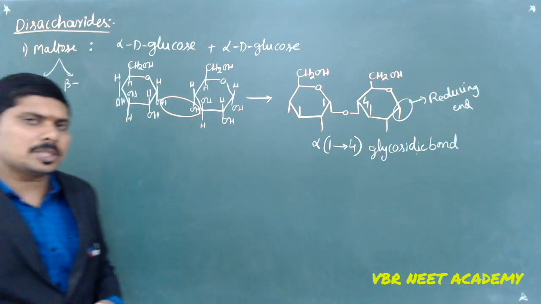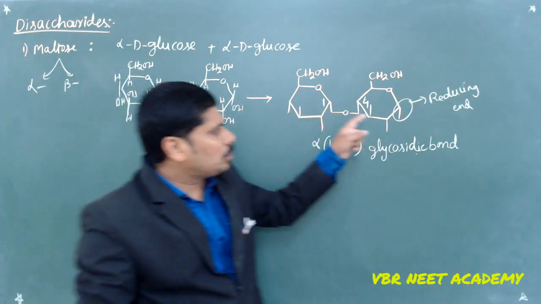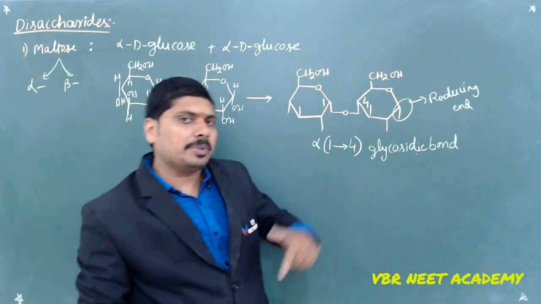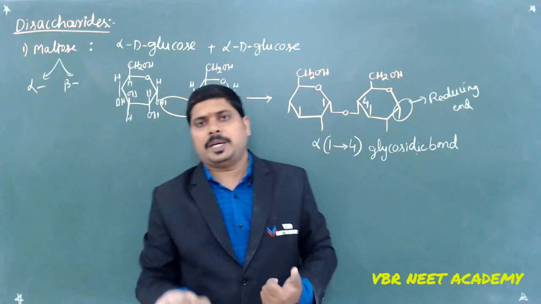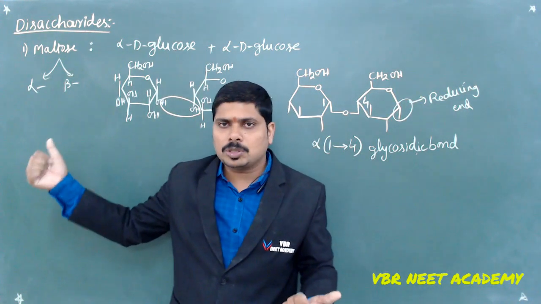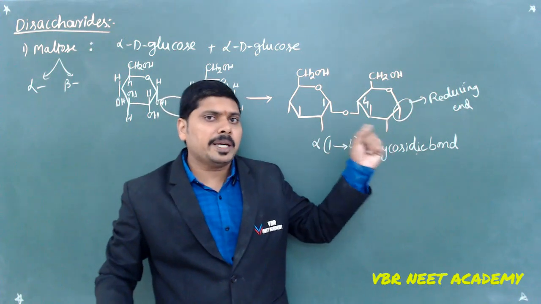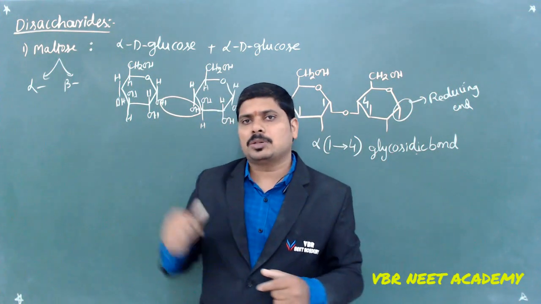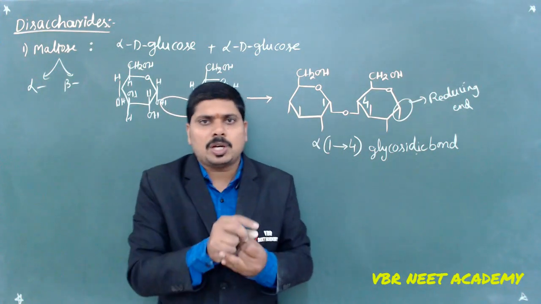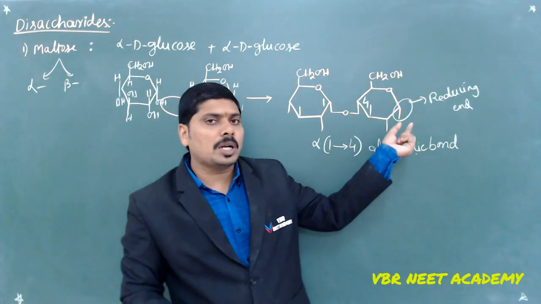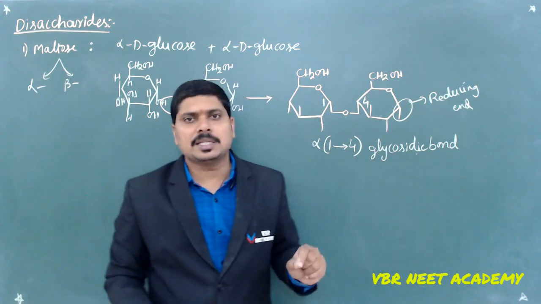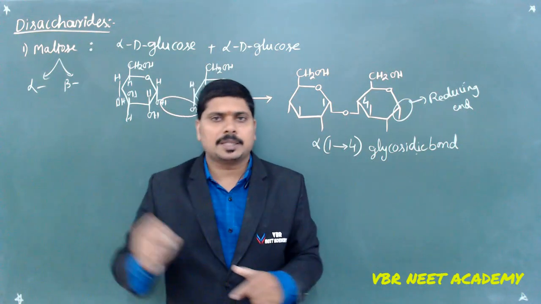Why is it alpha maltose and beta maltose? The glucose molecule acting as the reducing end can exist in either alpha form or beta form. If it exists in alpha form, we call it alpha maltose. If it exists in beta form, we call it beta maltose. So the other glucose molecule, acting as the reducing end, decides whether it is alpha or beta.